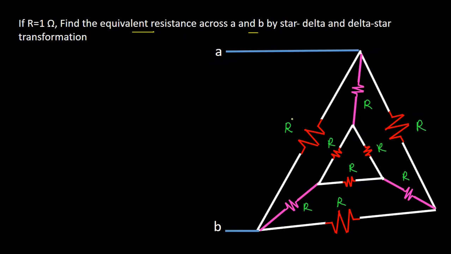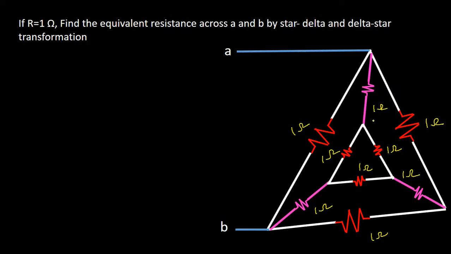So this is the circuit given. For this circuit we have to find out the equivalent resistance across this A and B terminals. So let the equivalent resistance be RAB across A and B. Here we can see that all the resistances are equal and that is equal to 1 ohm. In this circuit we can see that in the middle part one delta formation is there. So we have to change this delta connection into star connection.